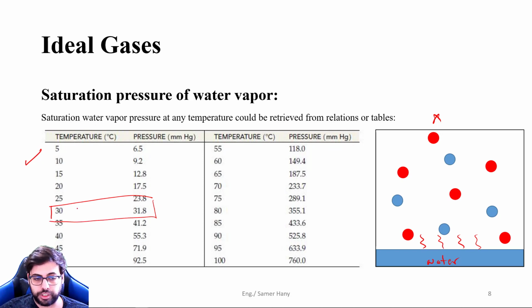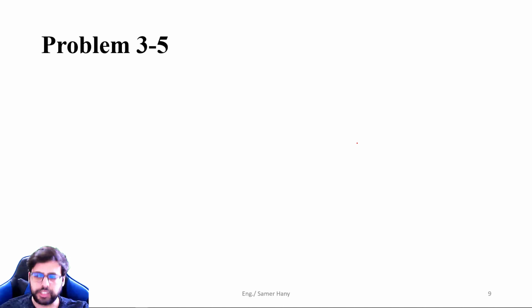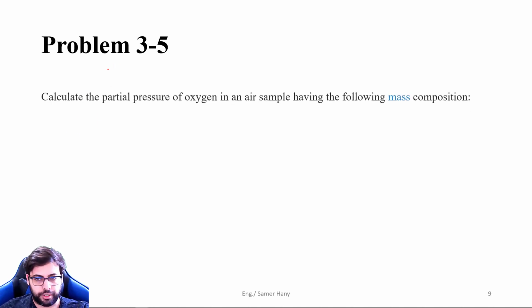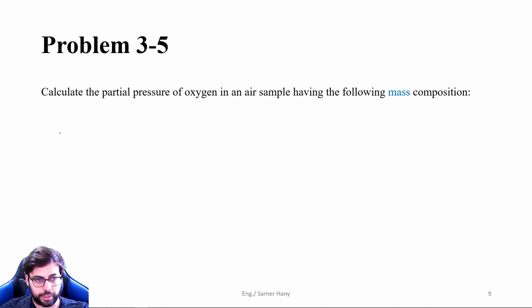So at 30 degrees Celsius, the water liquid will be able to evaporate water until the partial pressure of the water vapor molecules in the gas mixture reaches 31.8 millimeter mercury. And that's the saturation pressure of water at that temperature in the gas above it. All right. Okay, let's see in a couple of questions or examples. It will be clearer as we go.